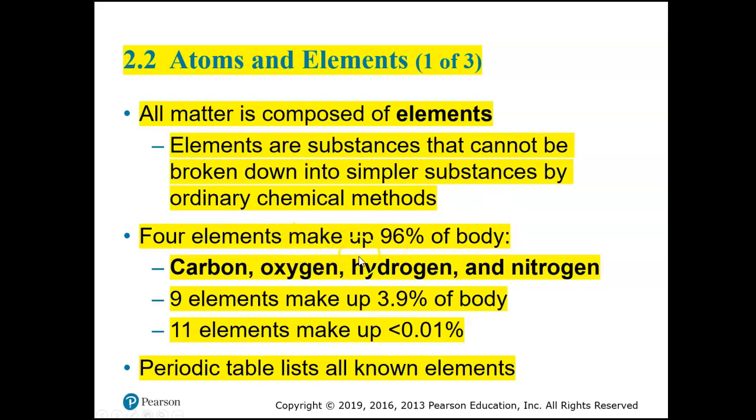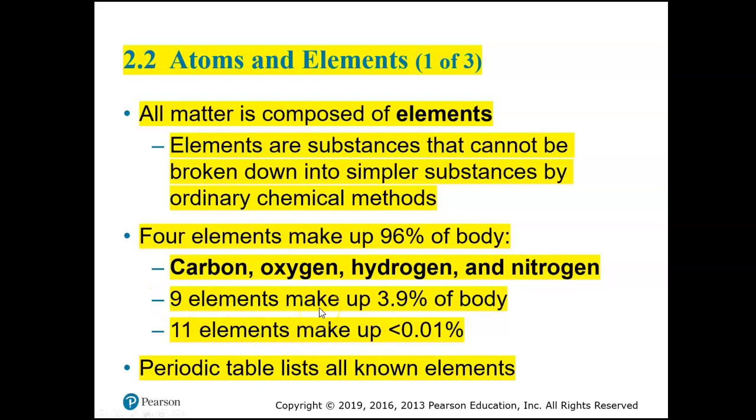There are 4 elements you need to know because they make up 96% of the human body. And they are carbon. The symbol for carbon is a capital C. Oxygen, capital O, hydrogen, capital H, and nitrogen, capital N. So know the names and the symbols for those 4 elements.